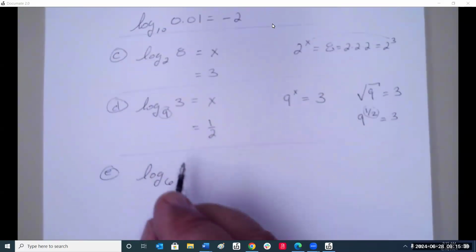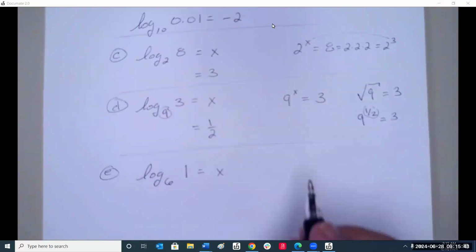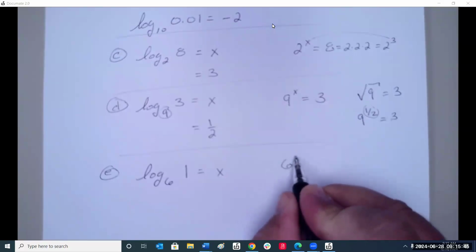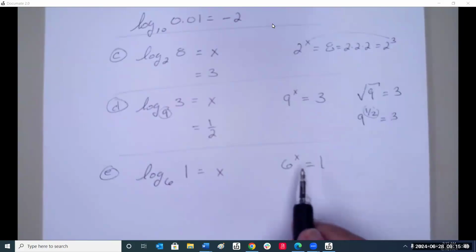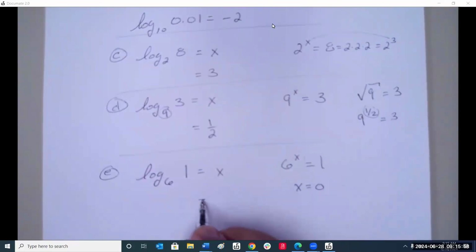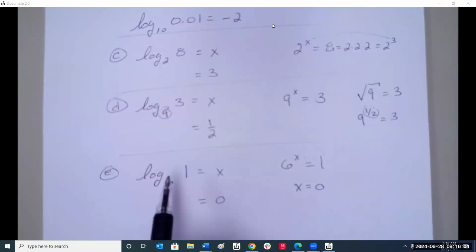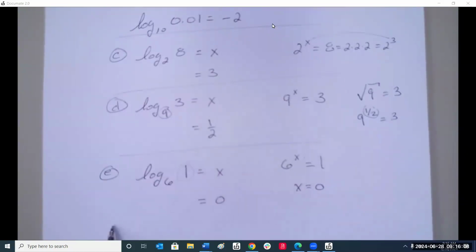Log base 6 of 1 equals x. So what does 6 have to be raised to equal 1? The only thing is, any number raised to 0 equals 1. So x is equal to 0. And we're going to see this is actually a property: log base anything of 1 is 0.